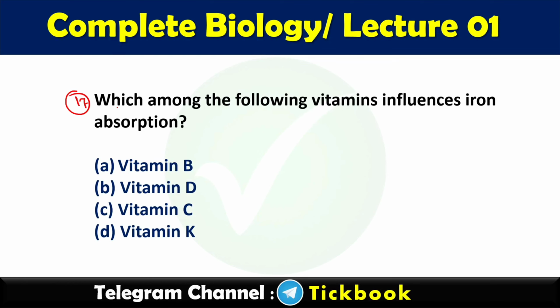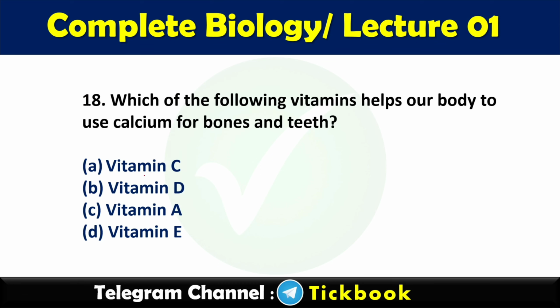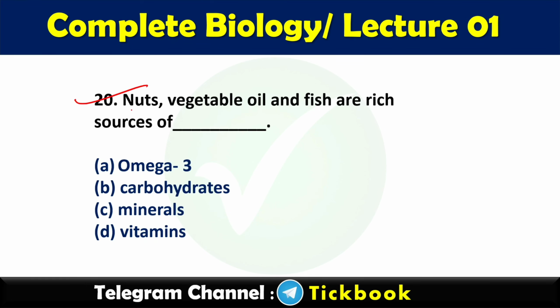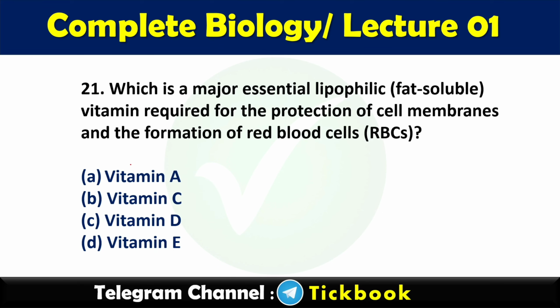17. Which among the following vitamins influences iron absorption? Option number C, vitamin C. 18. Which of the following vitamins helps our body to use calcium for bones and teeth? Option number B, vitamin D. 19. Which among the following vitamins is known as niacin? Option number D, vitamin B3. 20. Nuts, vegetable oil, and fish are rich sources of? Option number A, omega 3.